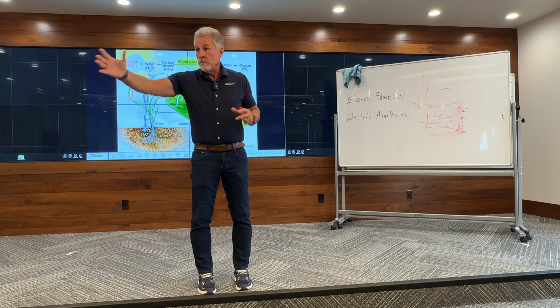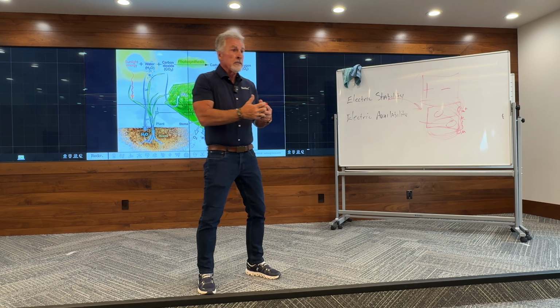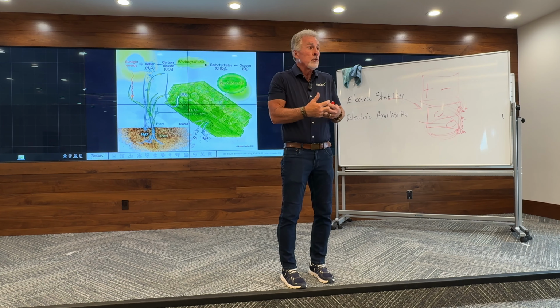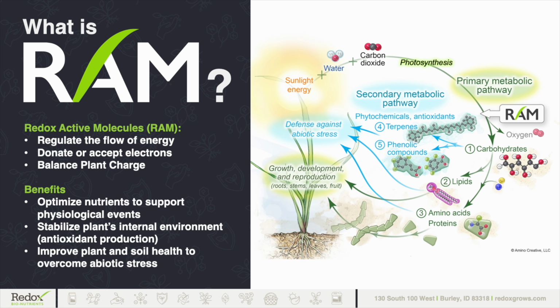The plant, we break it down more importantly to the cells, and the current is the energy. Electricity is energy, and electron flow is energy. But the plant has to be stable to contain that energy and point it in the right direction. That is where we get ion stability. This is only relevant as you can explain charge balance and RAM molecules.